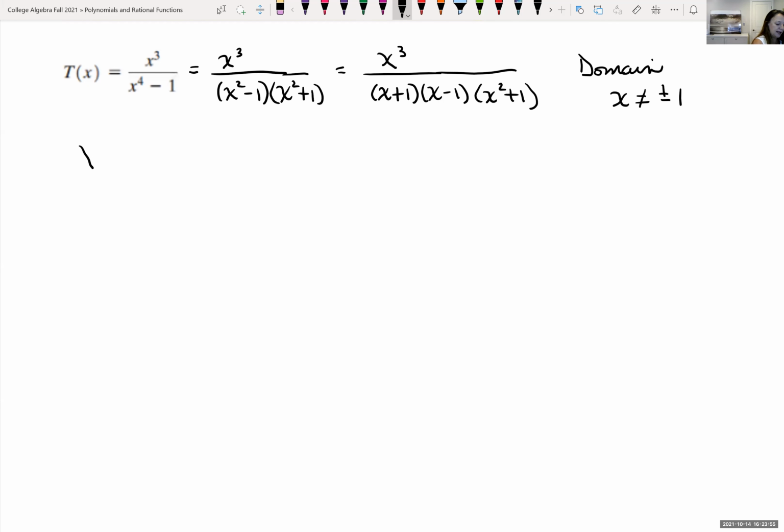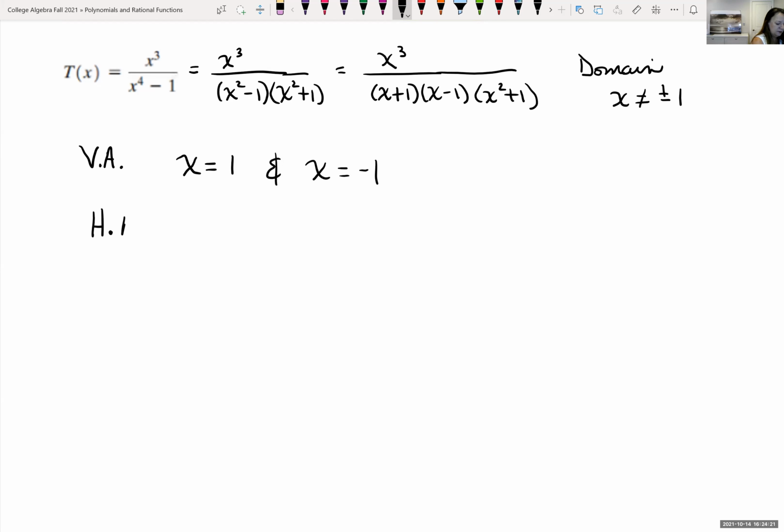So our vertical asymptotes, those again occur at values that set our denominator equal to 0, but not also our numerator. So 1 sets our denominator equal to 0, but not our numerator, and same with -1. It sets our denominator equal to 0, but not our numerator. So x equals 1 and x equals -1 are vertical asymptotes.